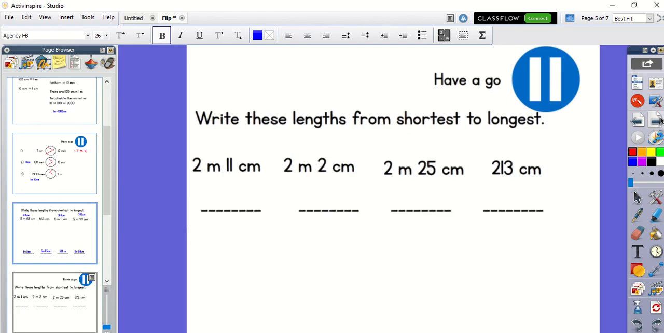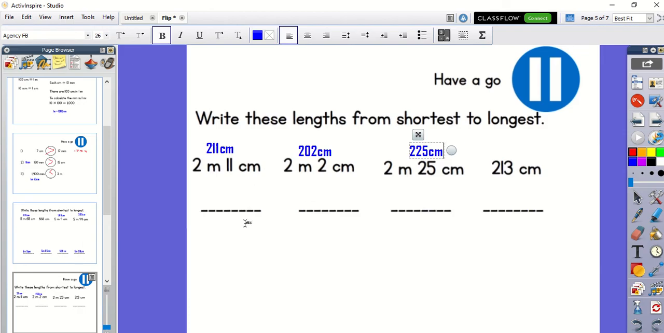Now let's have a look at this one. This one is asking you to compare meters and centimeters again. See if you can figure it out. And welcome back if you paused. So, same again, it's easier to change them all to centimeters. So let's go for 211 centimeters, 202 centimeters, and 225 centimeters. Okay, that's the first step done.